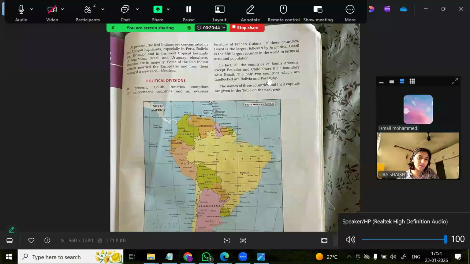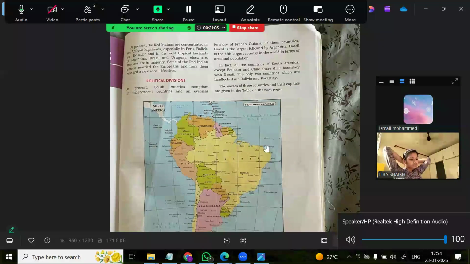Those which are joined by land. That country which is connected with land on all sides, there is no water on any side. Like if you see Bolivia, it has Brazil here, Peru here, Chile here, Argentina here, and Paraguay here. So it is covered by land from all sides. That is called a landlocked country.